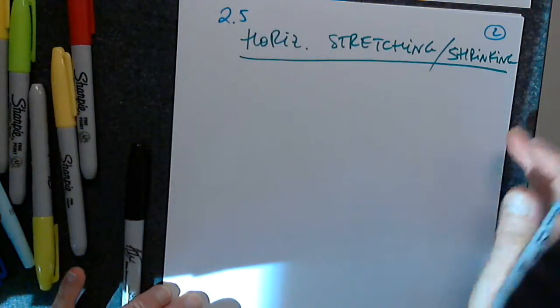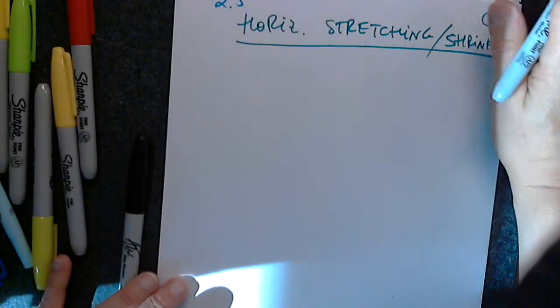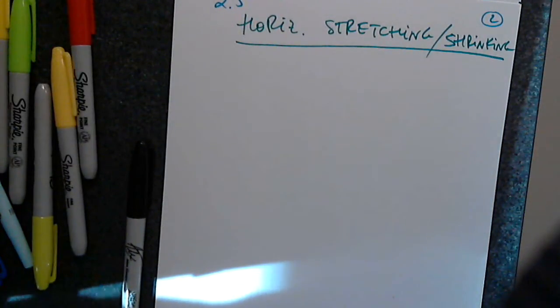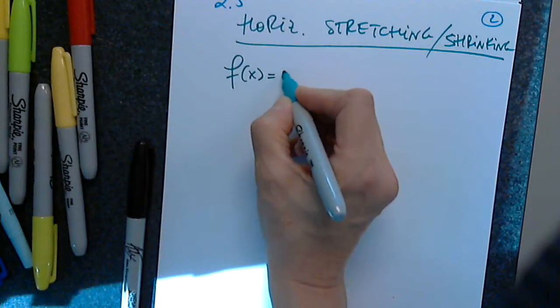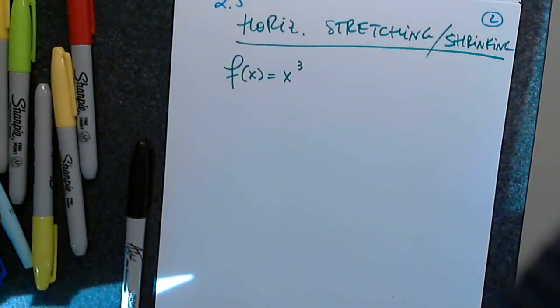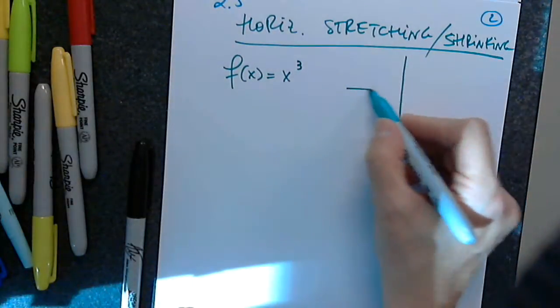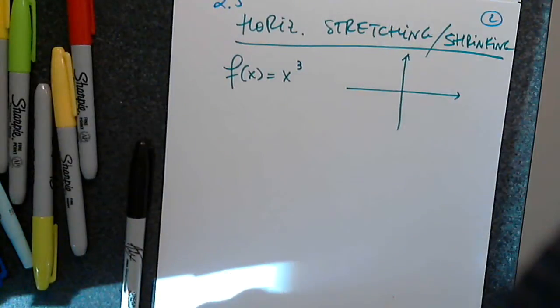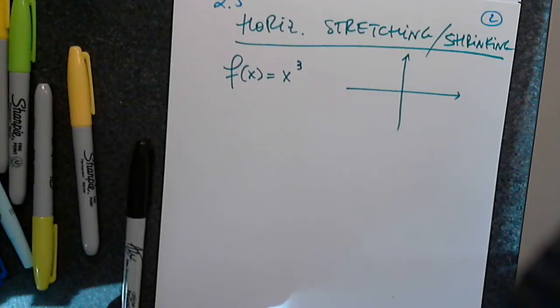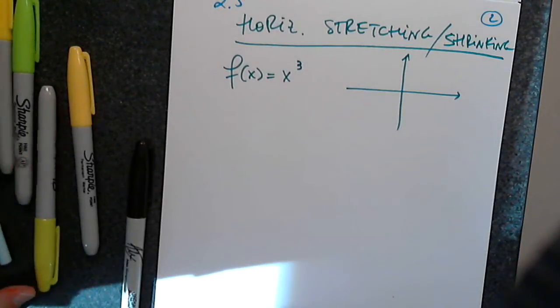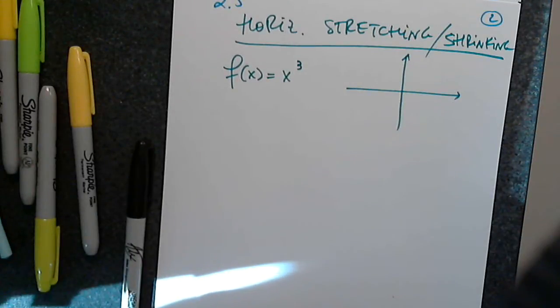Okay. In order to explain this particular transformation, I'm going to take you back to, let's say, f of x equals x cubed. We all remember this graph, correct? We committed this graph to memory. How does it look? How does x cubed look? Anyone remembers x cubed?